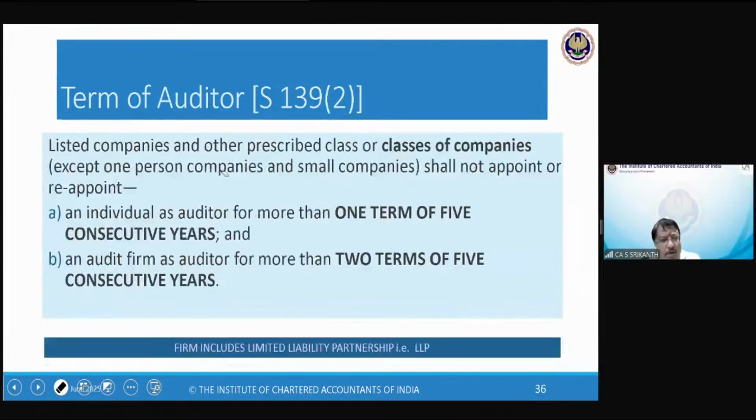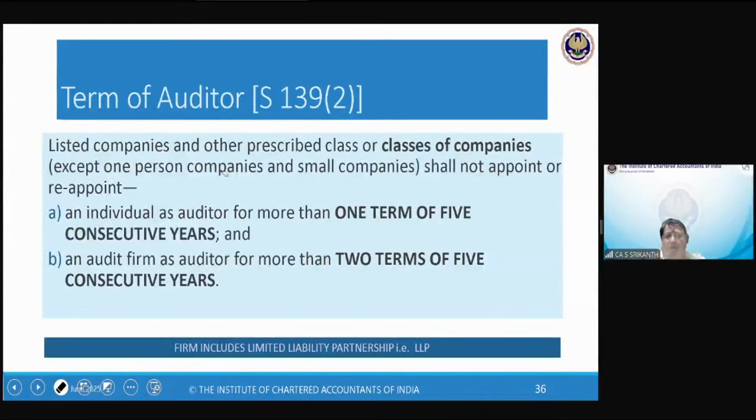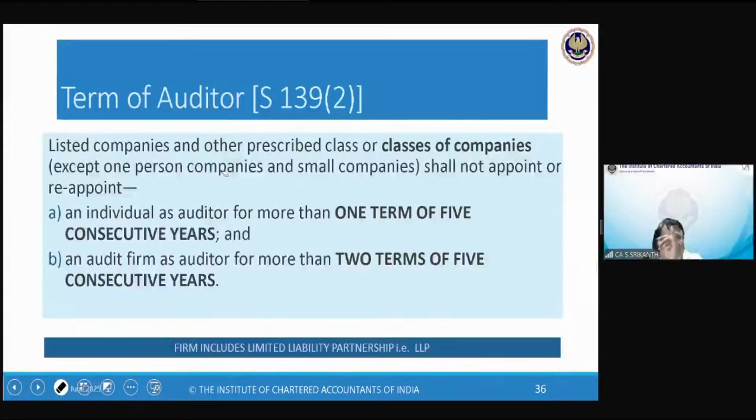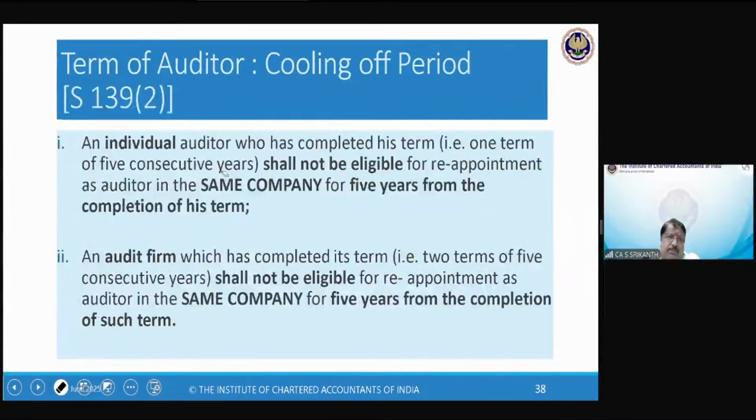So, coming out of this unnecessary ethical advice to the terms of the auditor. Those companies coming in this category: individual only 5 years. Again, you have to rotate. Firm, 5 years, then another 5 years, two consecutive terms, whereas individual only 1 term. Small companies are excluded, even though they may come in this category. If you are a small company, excluded. OPC excluded.